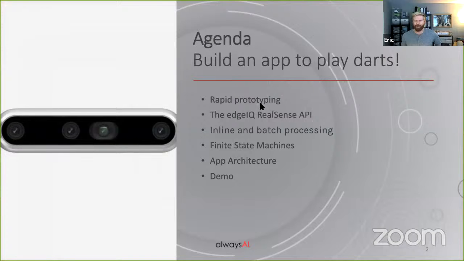So a couple of things that I wanted to go over. Talk a bit about the rapid prototyping I did for this, and then a little bit about the RealSense API, talk about some inline and batch processing concepts that I used in the app, and then a little bit about finite state machine architecture, and then we'll give the demo a try and see how it works. If you know some of this already, just bear with me because I think the demo is pretty cool.